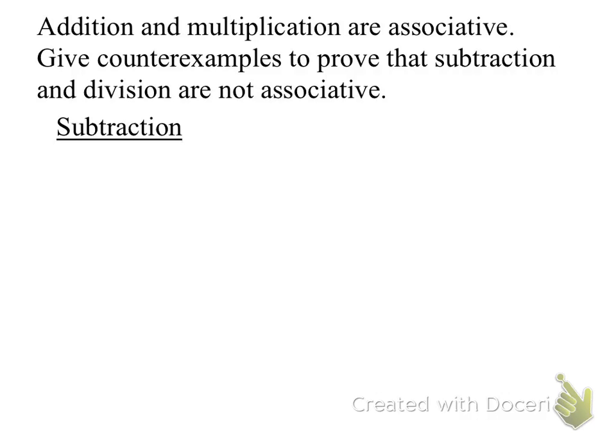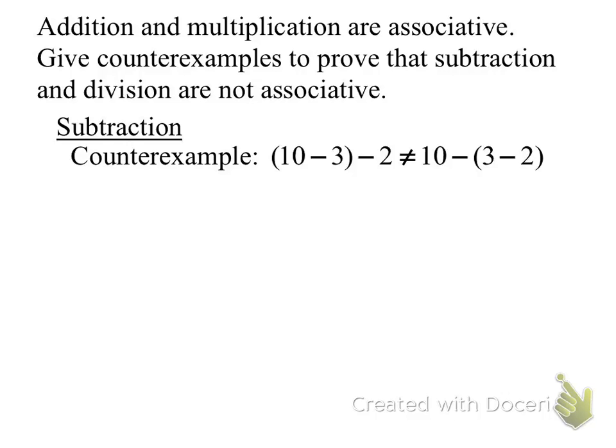Okay, so now let's look at counterexamples for subtraction with the associative property. Let's see if this is the same. If 10 minus 3 is the group, what does that equal? 7. That equals 7, right? So now, 7 minus 2, what does that equal? 5. Okay, as opposed to, where's the group here? 3 minus 2 is 1, what does that simplify to? 9. Is that equal? No.